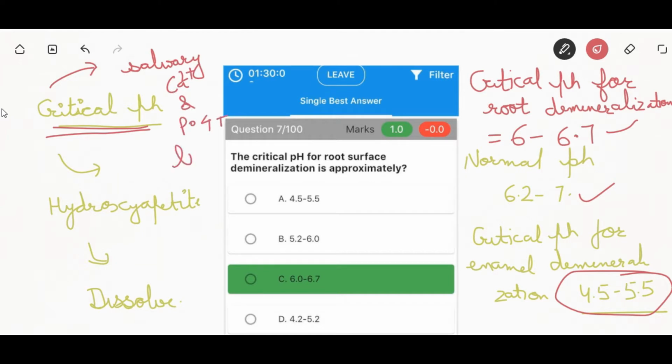So as the hard tooth structure is repeatedly exposed to lower pH levels for a prolonged period of time, the risk for both caries and erosion increases. Another important point that you have to remember is that the critical pH for the root surface is higher than pH 6. So the critical pH for root demineralization is 6 to 6.7. So the answer here will be 6 to 6.7.